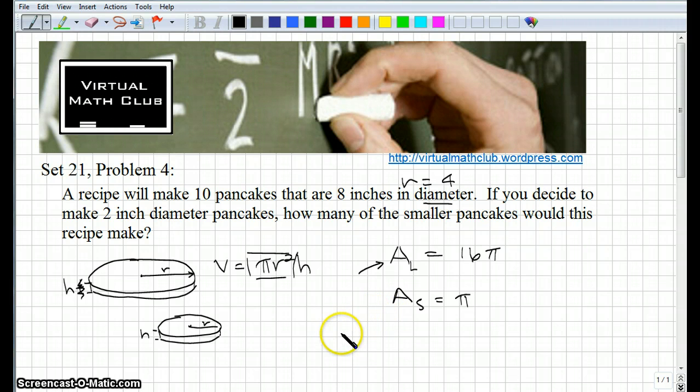So then we just end up with 16 times 10, right? We could make 10 of these big pancakes, and for every big pancake we could have made 16 smaller pancakes. So we're going to end up making 160 of the smaller pancakes with that same amount of batter. Alright, so there you go.